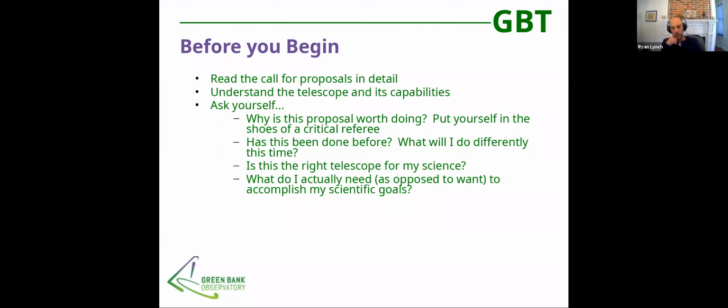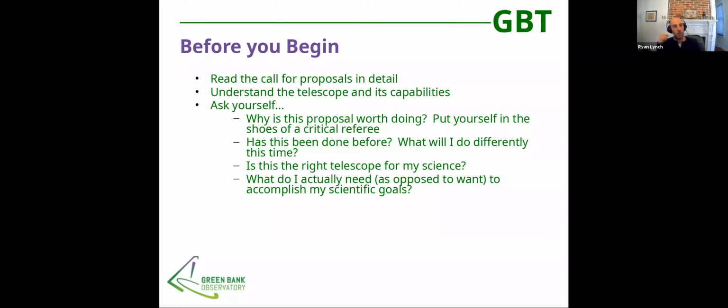Okay, so just some things to think about. You have an interesting idea for a cool science project that you think the GBT would be well suited for. Where do you go from there? So one thing to start with is to read the most recent call for proposals in detail. These come out twice a year, although you can submit proposals at any time. We'll get into the different types of proposals and when they will actually be considered.